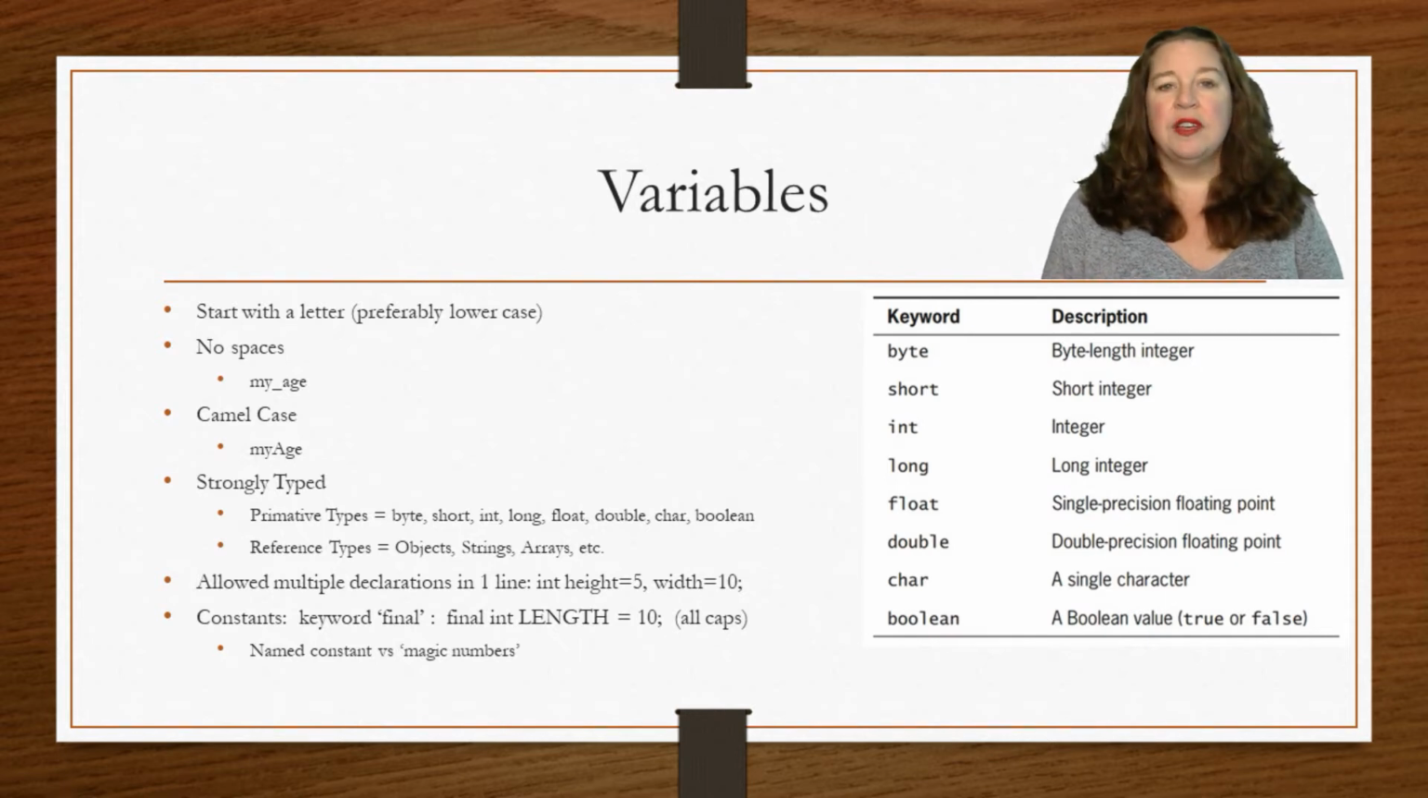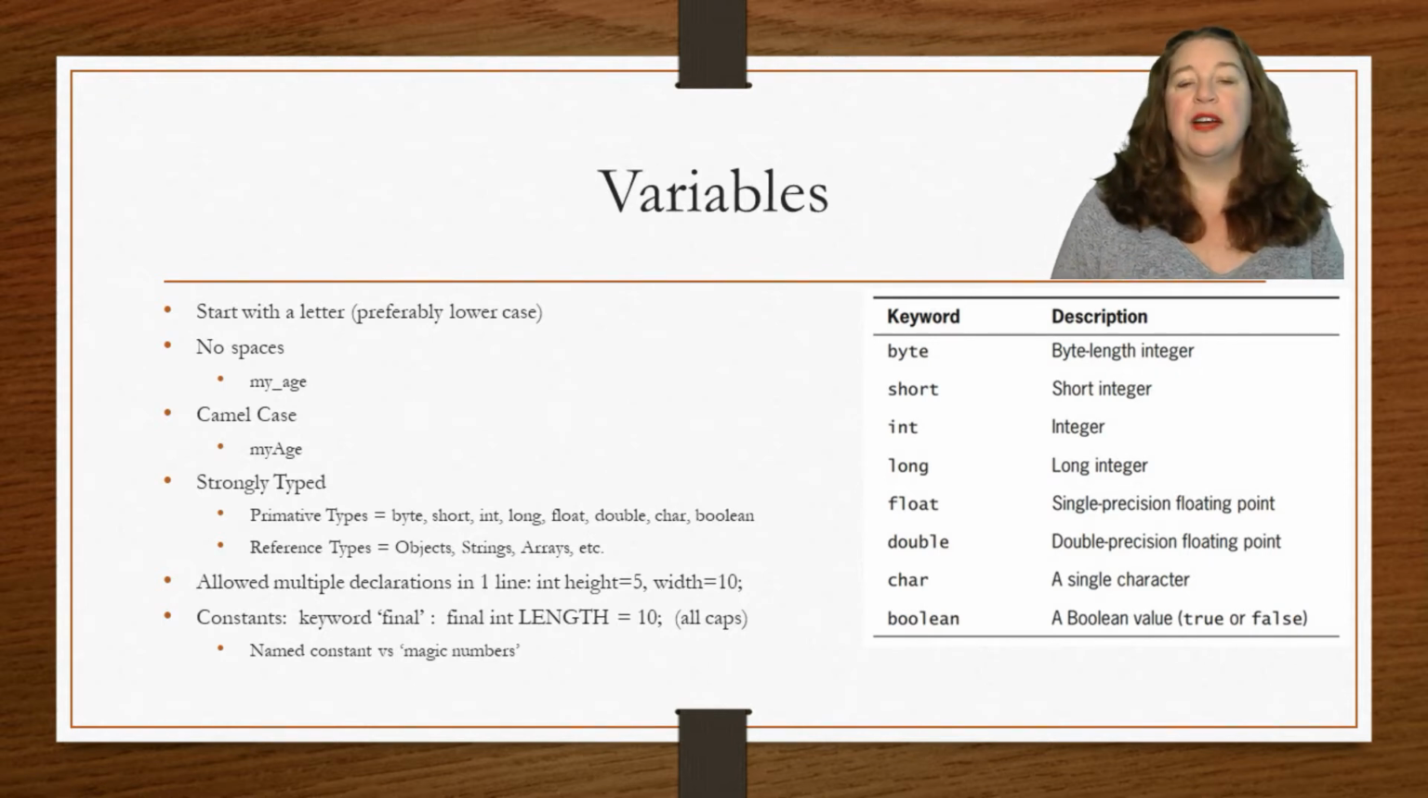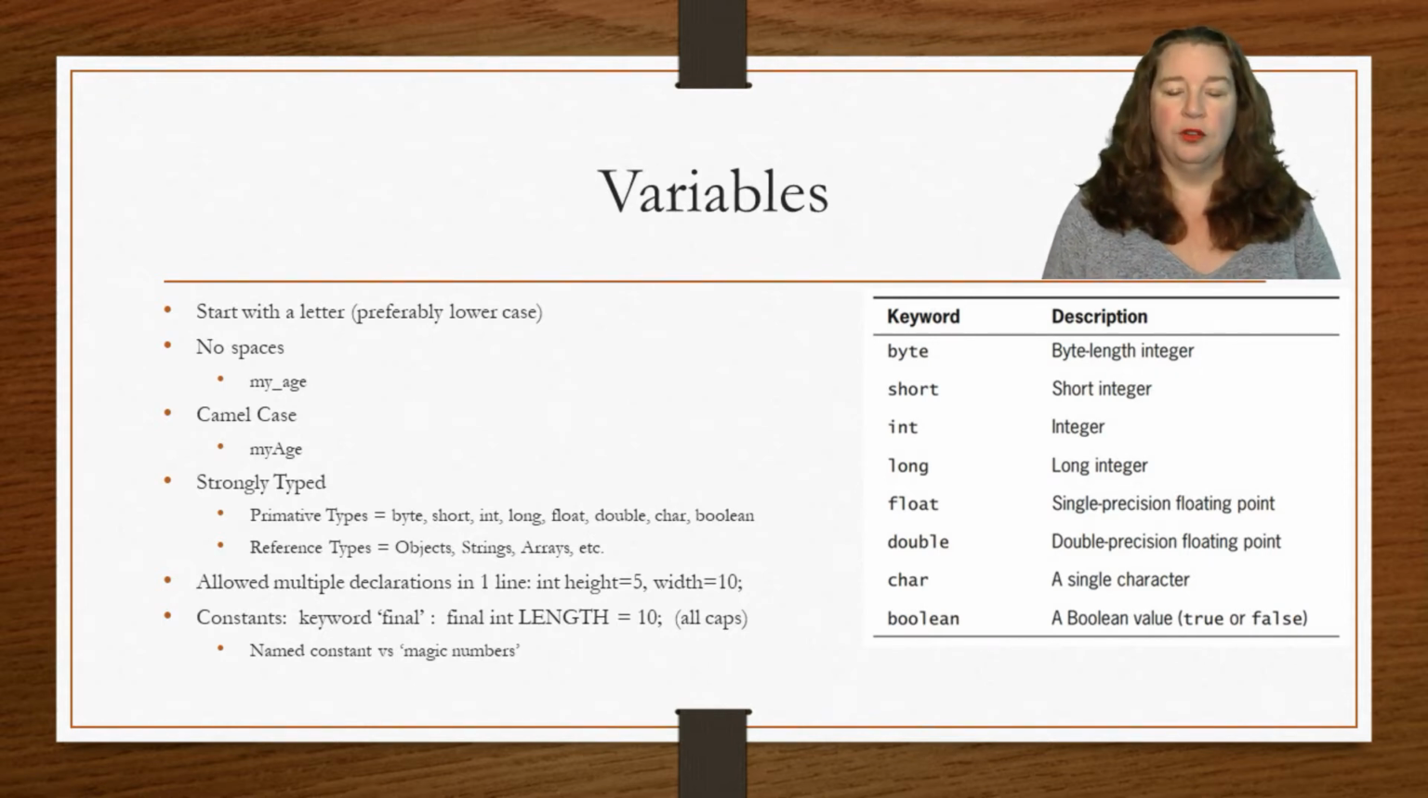In Java, we have the concept of constants. Constants are variables that do not change. They are set once, and that's the only time that they are set, and they cannot be set again. We use the keyword final to declare static, constant values, values that do not change. So if I say final int length equals 10, then that length cannot be changed later on.